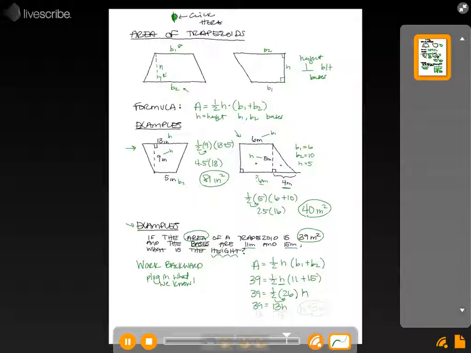So we have 13h. We need to isolate the h, get it by itself. So we divide both sides by 13. And then our height is 39 divided by 13, which is 3. And we need to put a label on it, 3 meters.